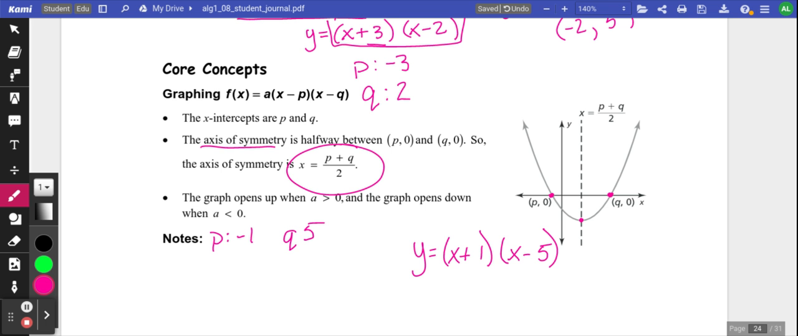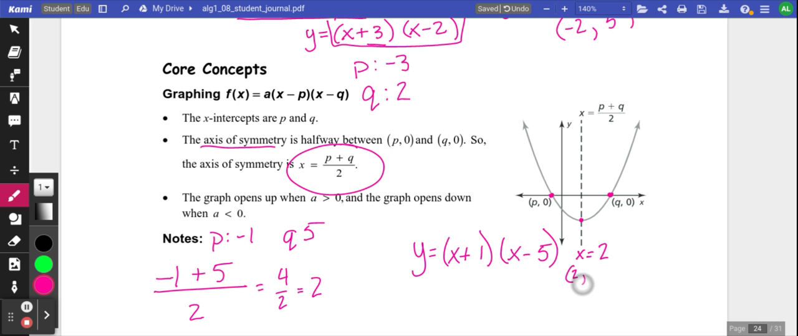You want to add them together, so negative 1 plus 5 divided by 2. You're finding the average of those two numbers because the vertex is halfway in between those two values. Negative 1 plus 5 is 4, divided by 2, I get 2. So I know my axis of symmetry, which is the equation of the line, x equals 2. And I know my vertex is always at 2, something.